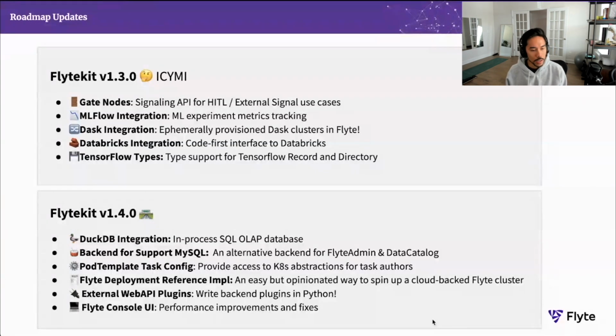Second to the last here is also an exciting item, the external web API plugins. If any one of you has written a backend plugin, you currently have to do this in Go. This item will actually allow you to write plugins in Python. So if you need to access some kind of external service, like say SageMaker, and imagine that backend plugin doesn't exist, then you can write one in Python.